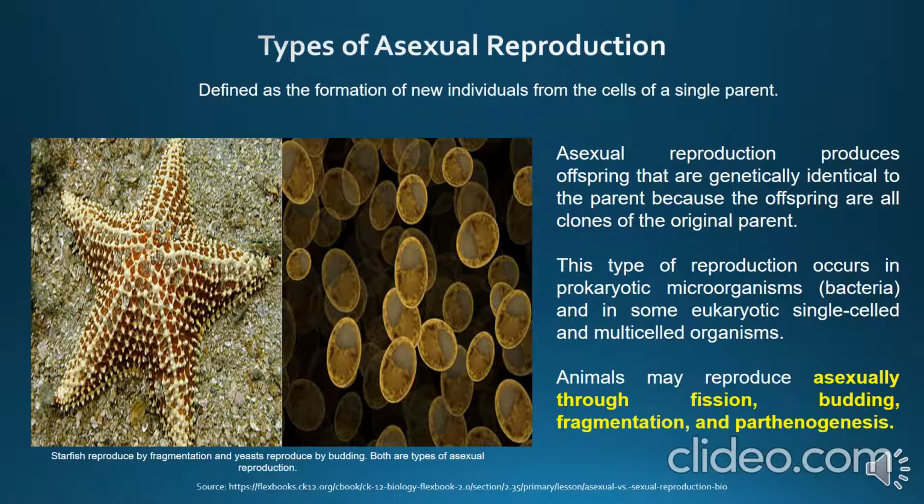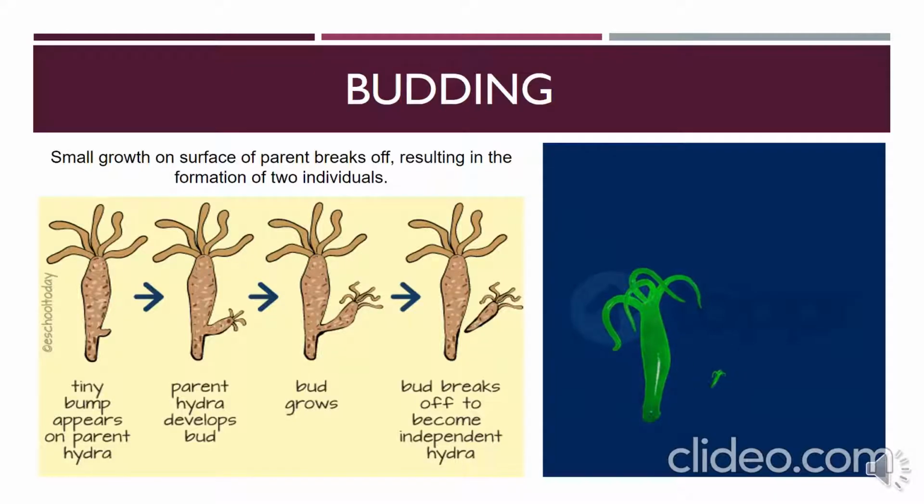This type of reproduction occurs in prokaryotic microorganisms and in some eukaryotic single-celled and multicelled organisms. Animals may reproduce asexually through fission, budding, fragmentation, and parthenogenesis. Let us understand what is budding. It is a kind of asexual reproduction where a small growth on the surface of the parent breaks off, resulting in the formation of two individuals, like the hydra.